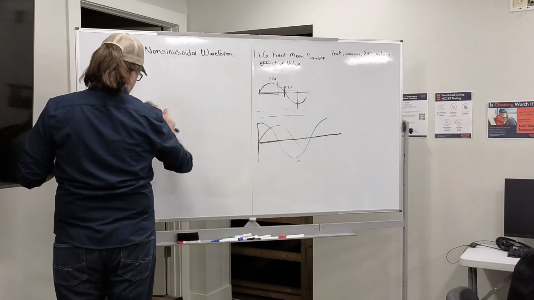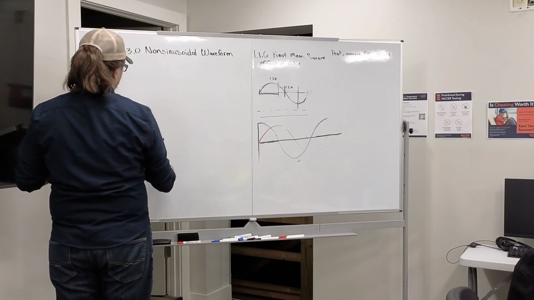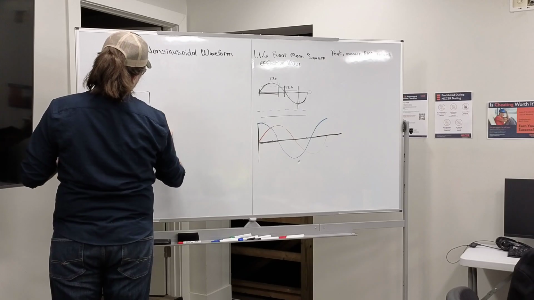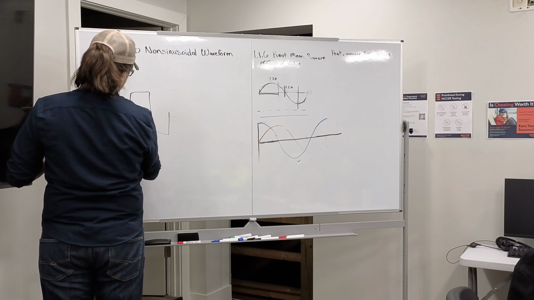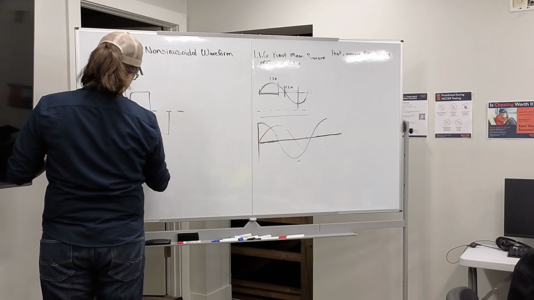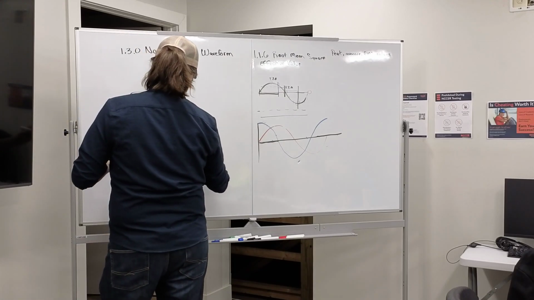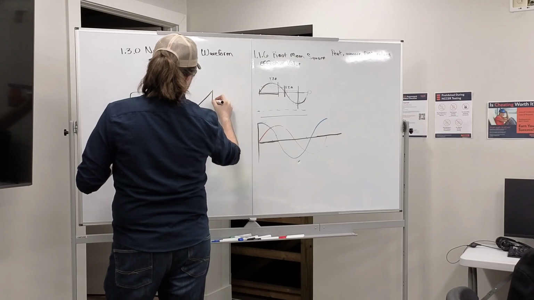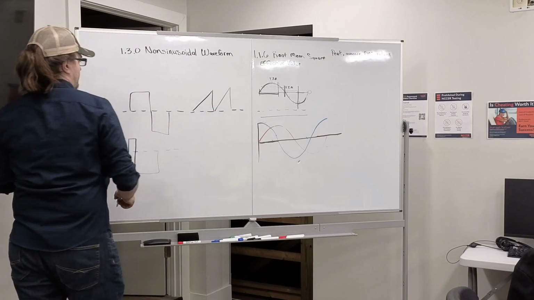There's a couple of different versions. There's just square. Then rectangular. Sawtooth. Jagged.